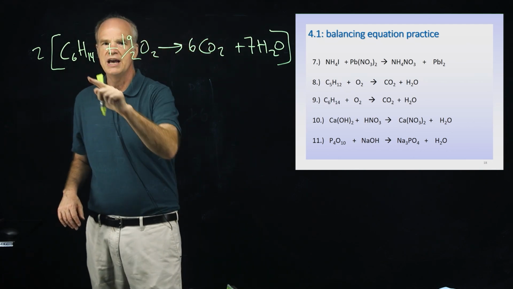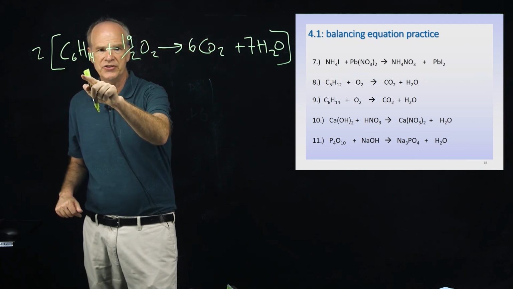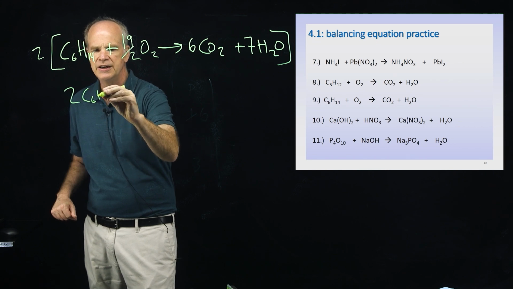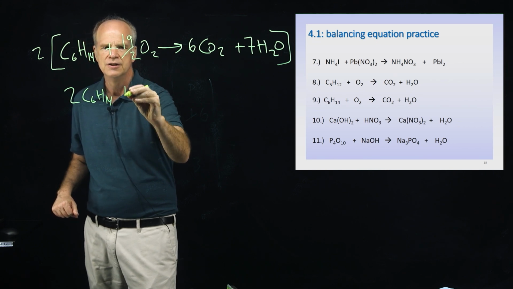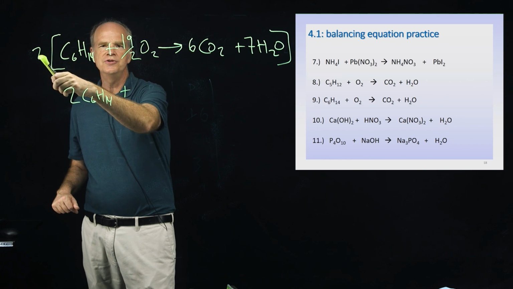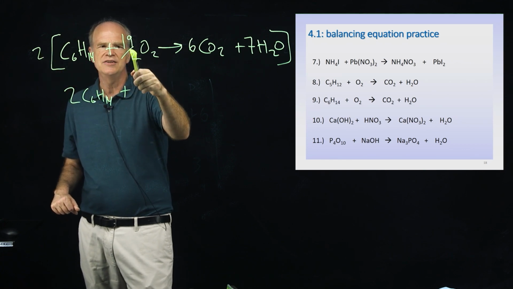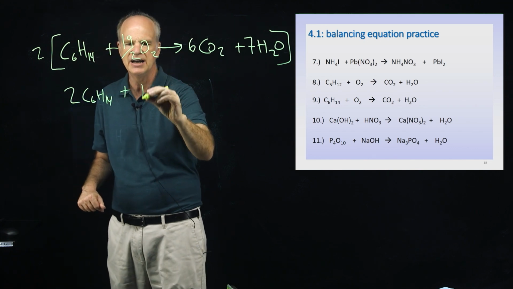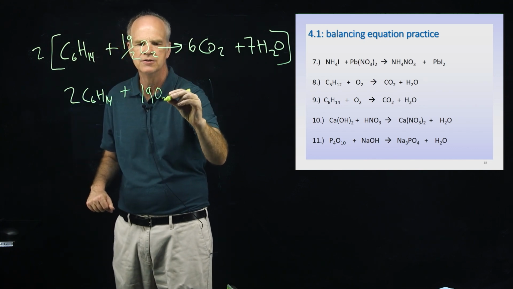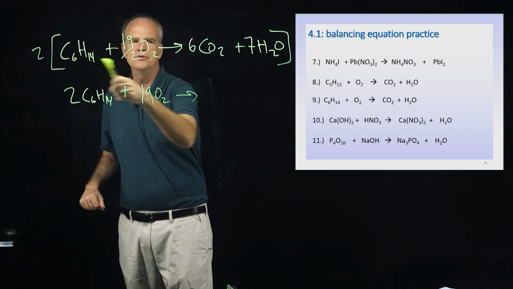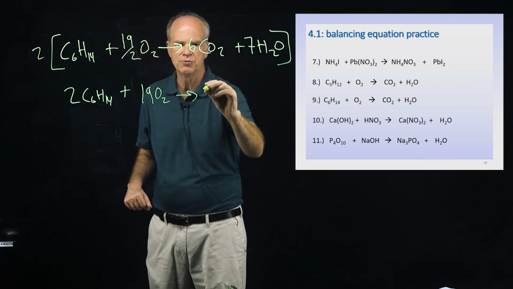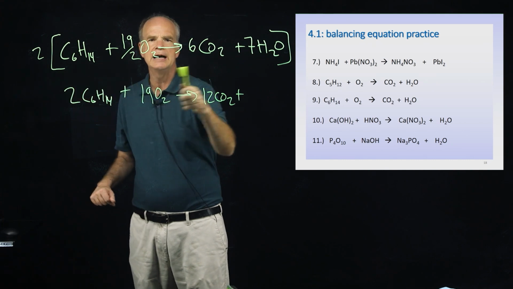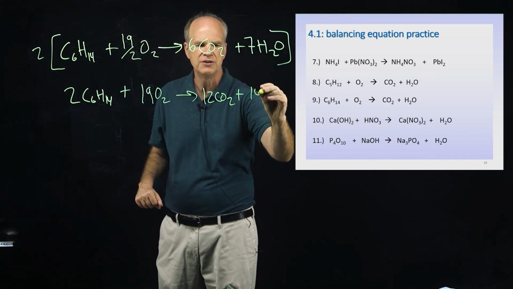Okay, so we had 1 molecule of C6H14. Now we have 2 molecules of C6H14. Now we have 2 times 19 divided by 2 of oxygen. So the 2's cancel, and now we're at 19 of oxygen. 2 times 6 carbon dioxides is 12 carbon dioxides, and 2 times 7 waters is 14 waters.